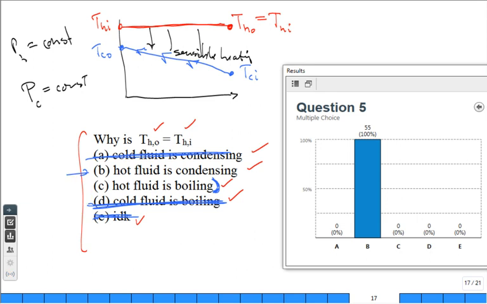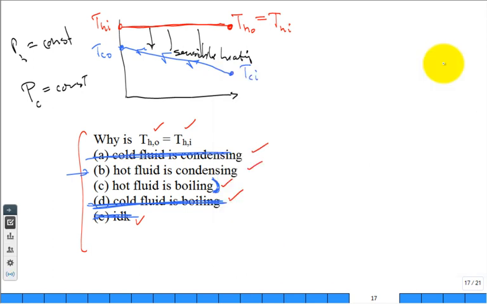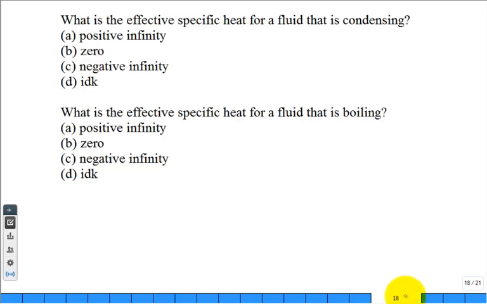Hey, good job. Keep talking like that. So there you go. So we're 100% correct. So the hot fluid is condensing. Okay. What is the specific heat effective for the hot fluid that is condensing? I think that's my next question. Yeah. What is the effective specific heat of a fluid that is condensing? Is it positive infinity, 0, negative infinity, or I don't know?